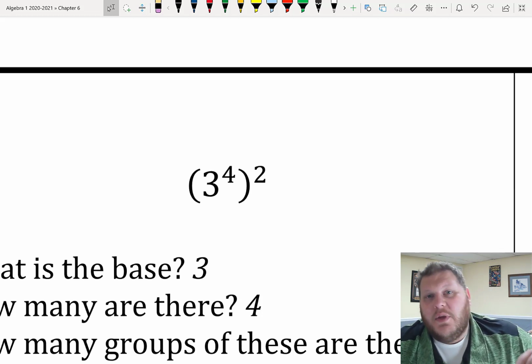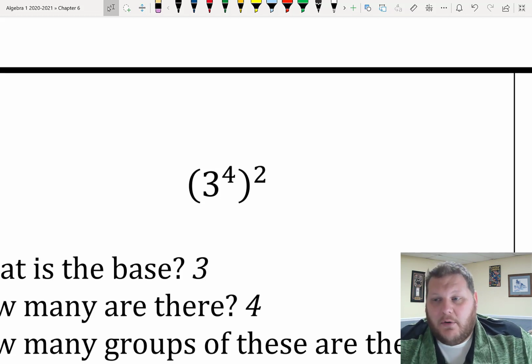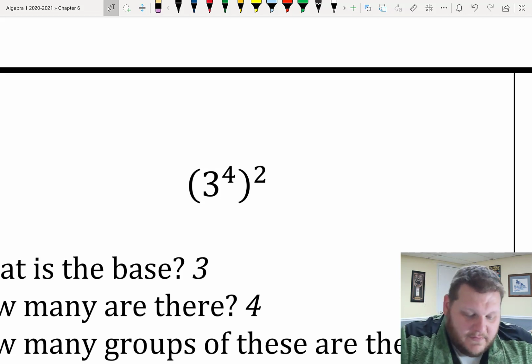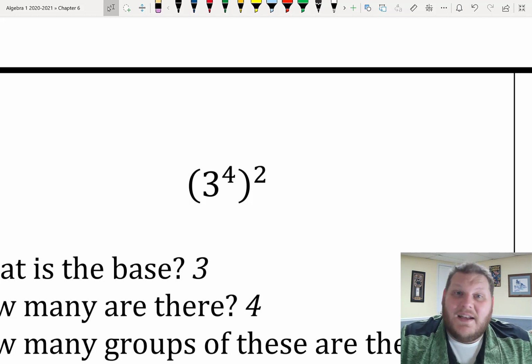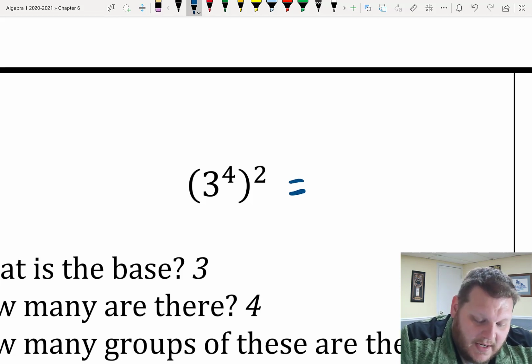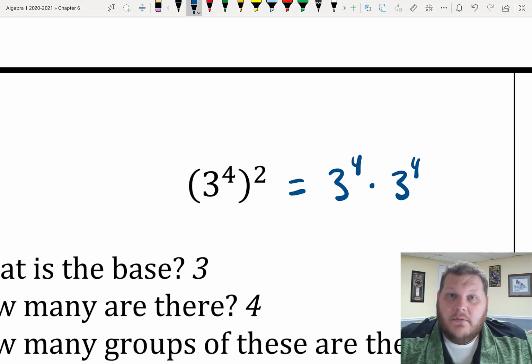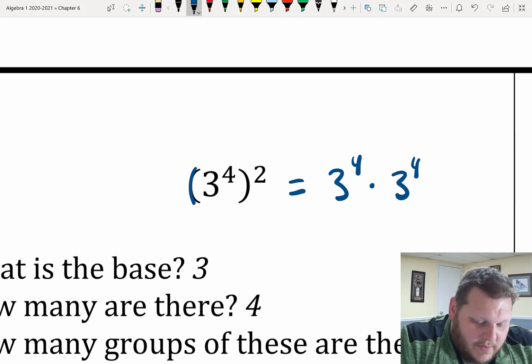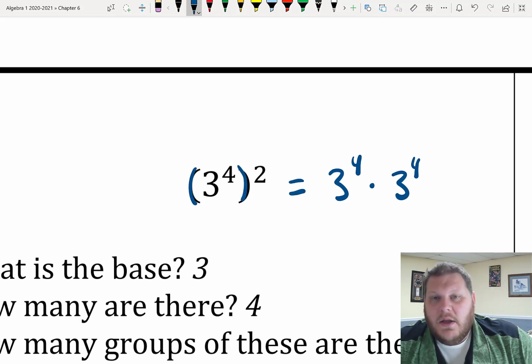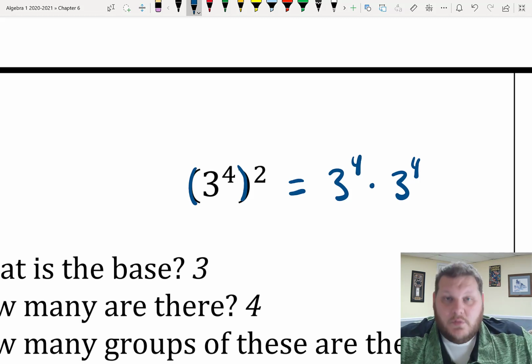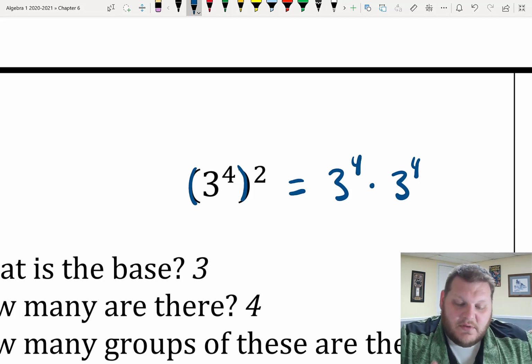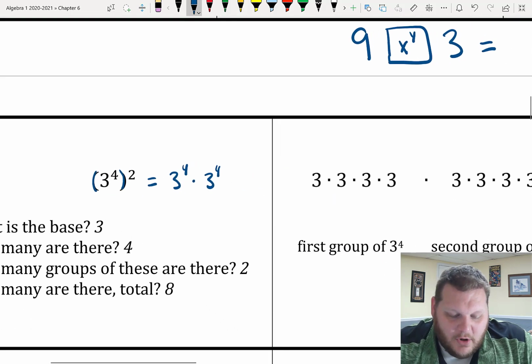I have an exponent being raised to another exponent power, which means if I have 3 to the 4th power and that is squared, this is the same thing as saying 3 to the 4th power times 3 to the 4th power, because we know that squaring something means multiplying that base together twice. And if what's inside this parenthesis, 3 to the 4th power, is being multiplied by itself, right, 2 of them, that's what this translates to. So 3 to the 4th power times 3 to the 4th power. So that's how we would go about expanding that.